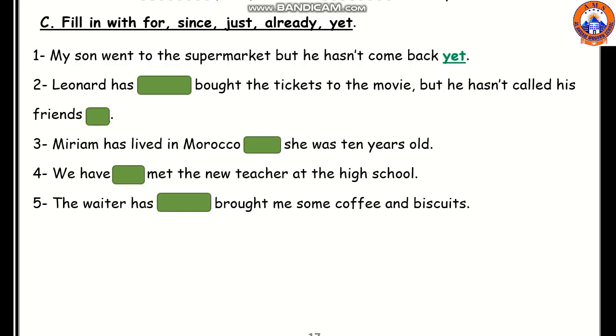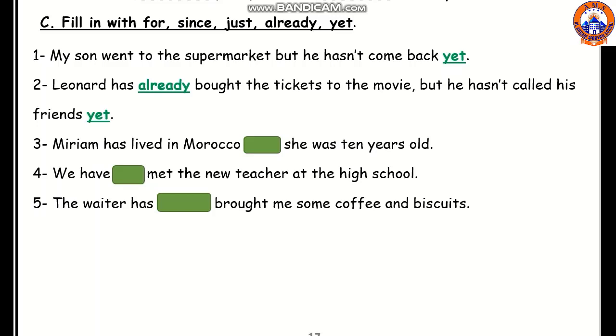Excellent. Number 2, listen. Leonard bought cinema tickets for his friends before calling them. Read number 2. Leonard has already bought because this happens sooner than we expect. He hasn't called his friends. So we have hasn't, also yet, negative.